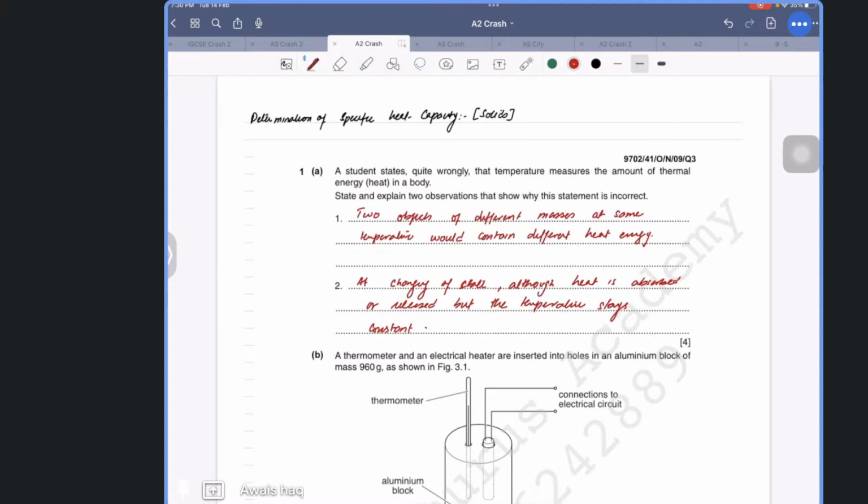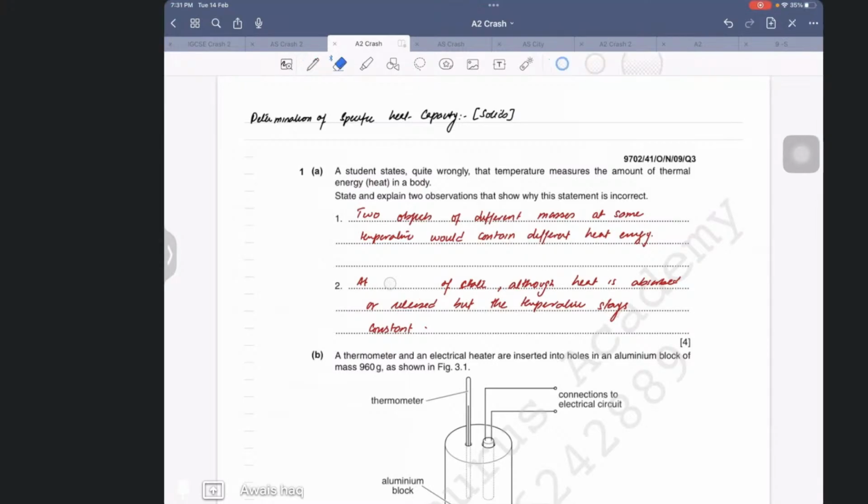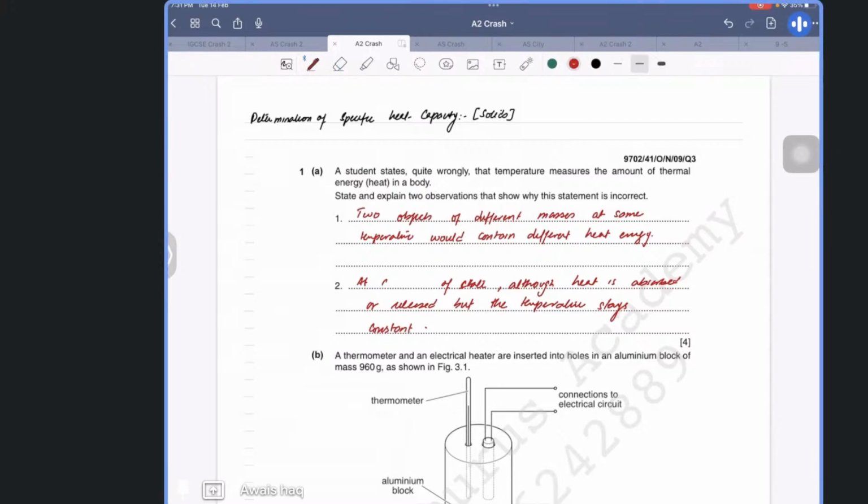Okay, perfect. Sir, what have you written in the second point? Changing of? At changing of state, at change of state. Okay, sorry. I don't understand this question. You don't understand this question? No.